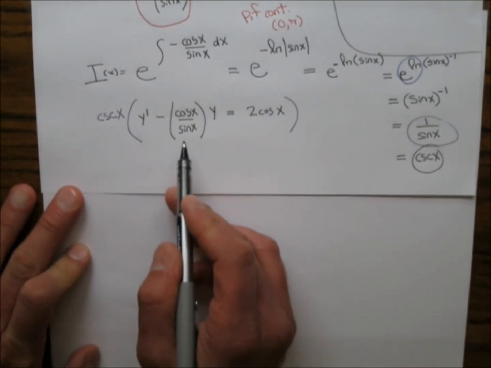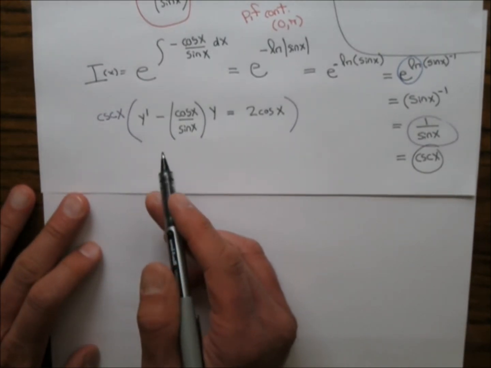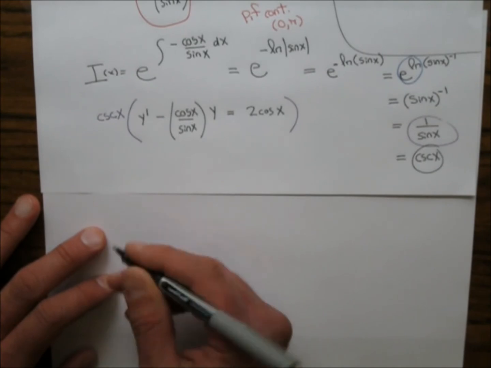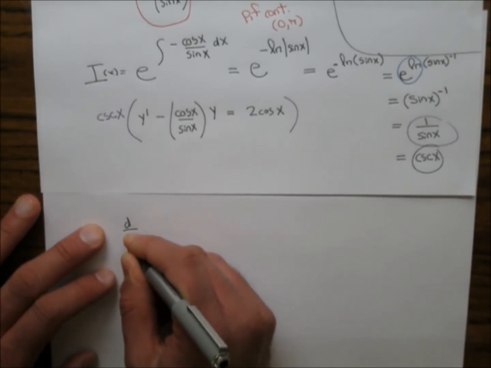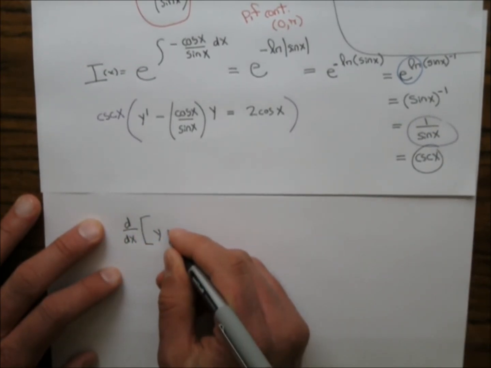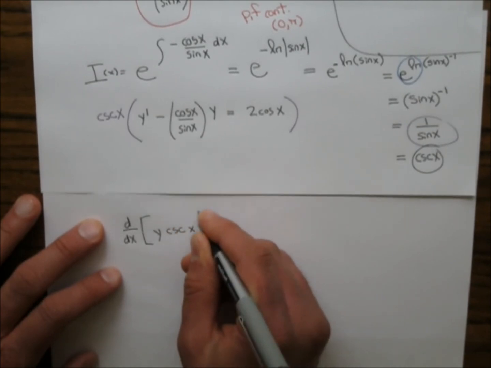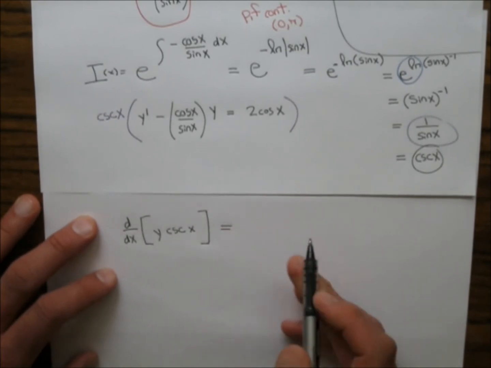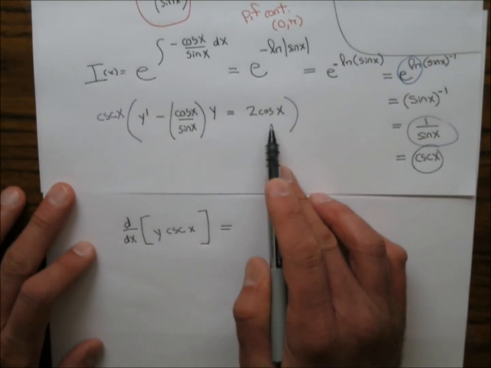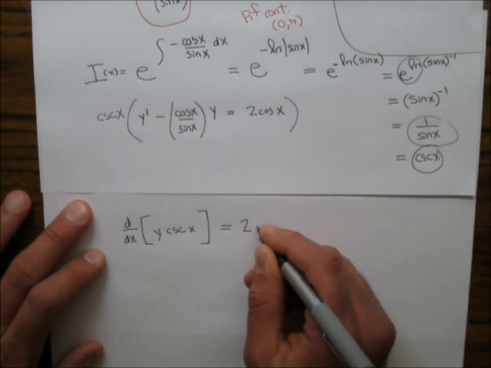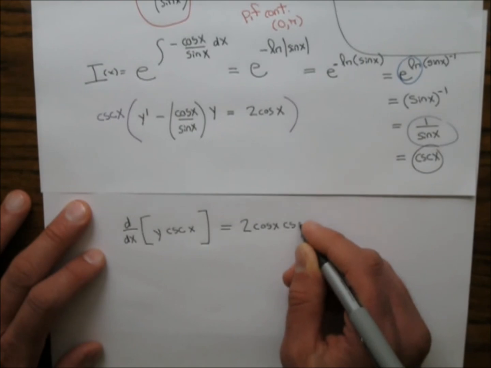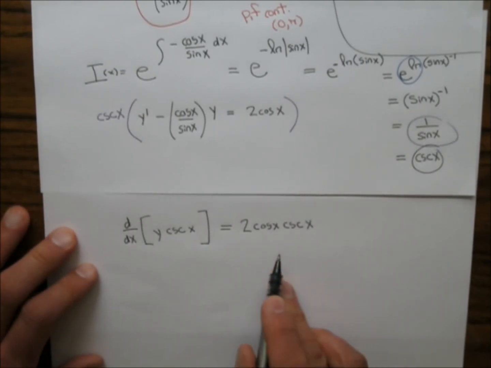I mean, I can write out the left-hand side and then verify that it is the result of the reverse product rule. But what's going to happen on the left-hand side is you will get d dx of y times the integrating factor. It's the right-hand side that I have to worry about, and the right-hand side is cosecant and cosine. So this is 2 cosine x cosecant x. And so that's what I have.